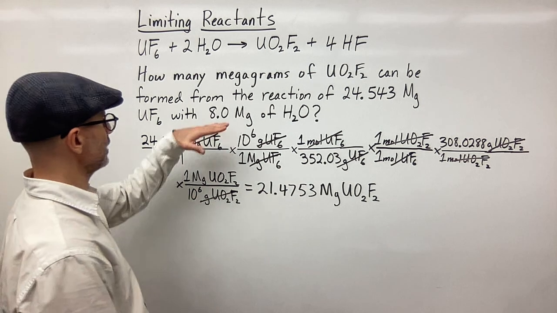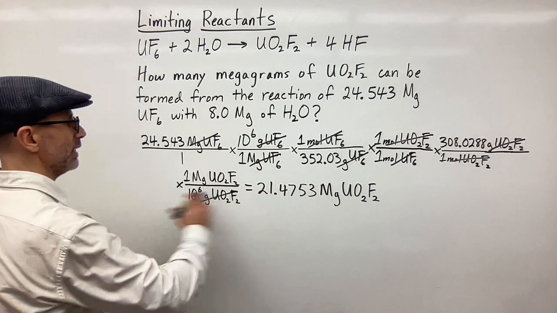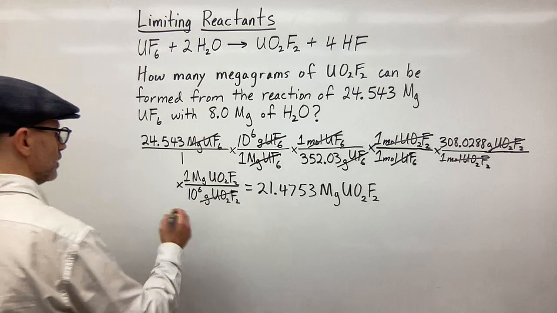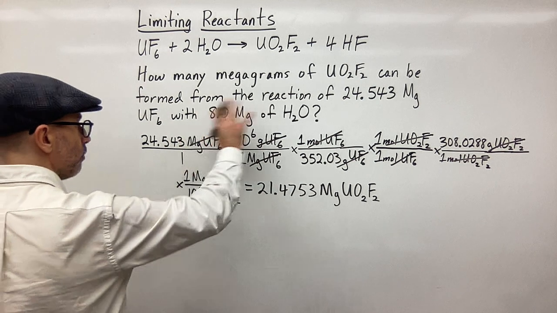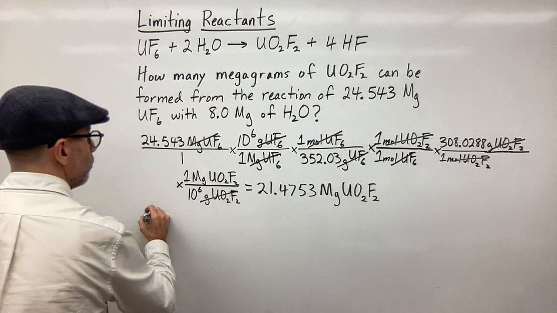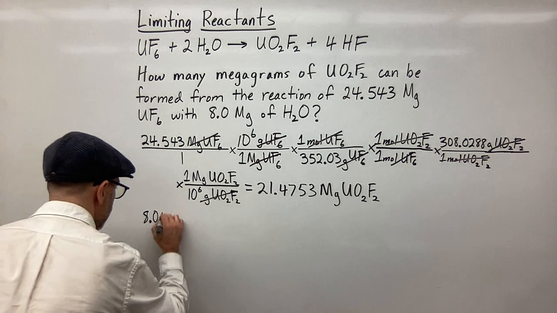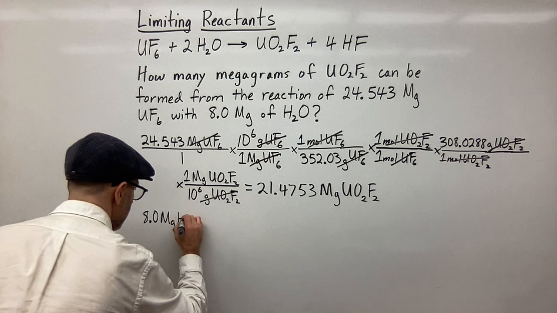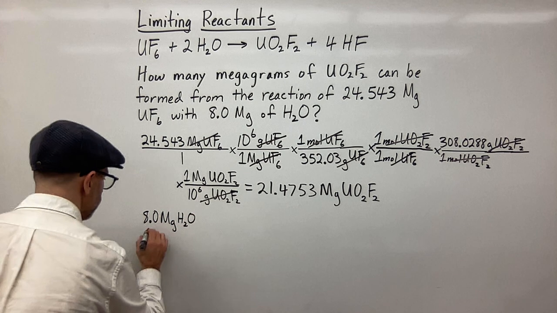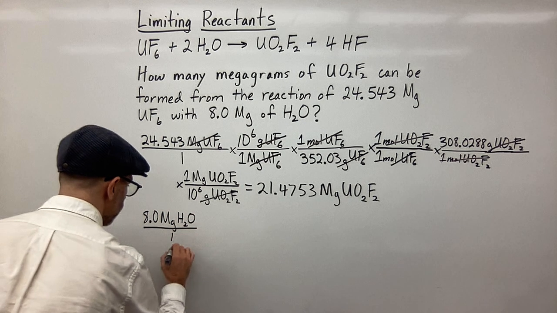So now we have to do the same thing for the water. We're going to do the exact same calculations, except for, of course, the molar mass of water. So here we got 8 megagrams of water. So we're going to put 8.0 megagrams of H2O, and we're going to put that over 1.